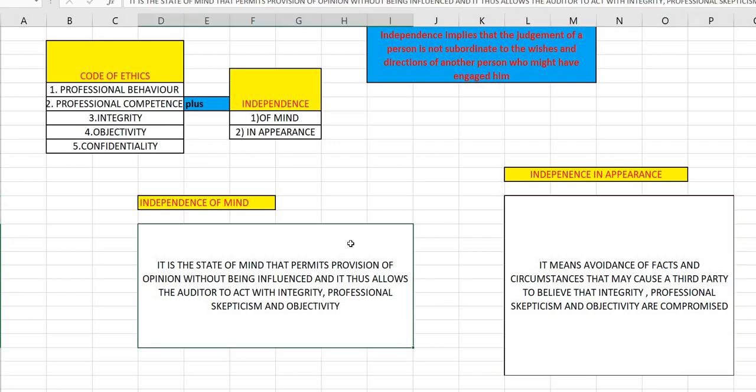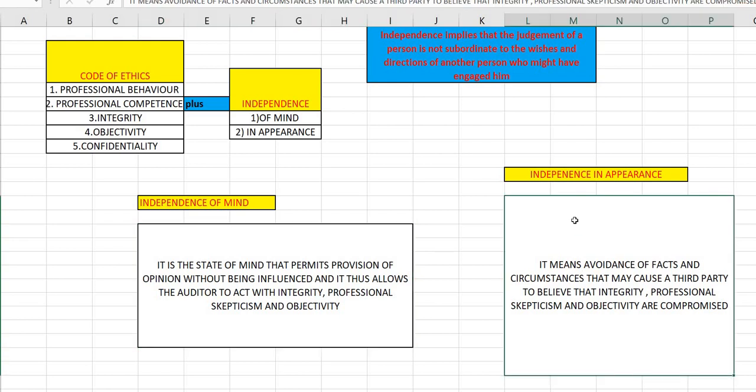Firstly, you come to independence of mind. Your independence of mind is that you should not be influenced by the situation. You should still give a proper audit report. If it's bad, you should give bad; if it's good, you should give good. Now, in independence in appearance, what happens? Even though you are doing good, other users of financial statements, like the government or anyone who gets to know that your dad is a shareholder and you're auditing the same firm, might question your integrity, your objectivity, your professional skepticism. They'll question if it's compromised because your dad is a shareholder in that firm.